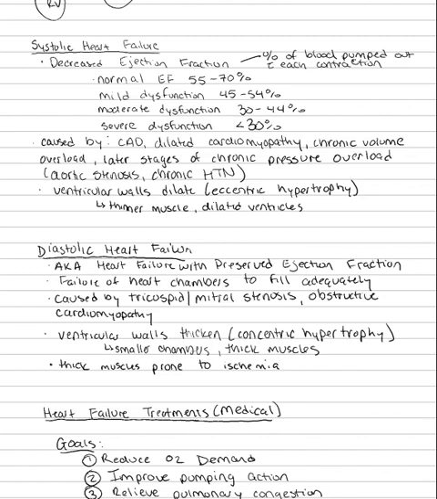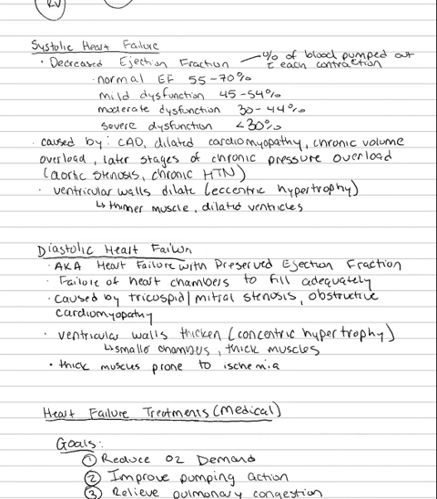So that means if you have 100 mLs of blood enter into the left ventricle and you have severe dysfunction, then less than 30 mLs are going to be pumped out with each contraction. So that 70% is going to be staying in that ventricle, circulating around, and can potentially increase your risk for things like blood clots as that blood stays stagnant.